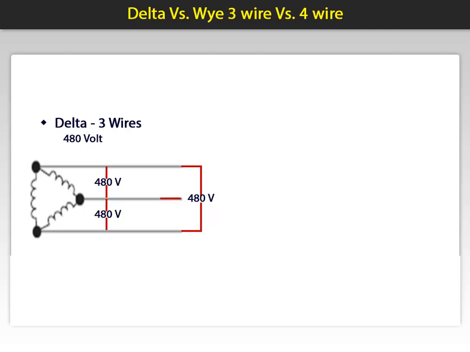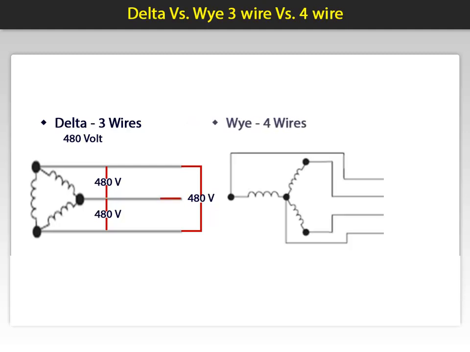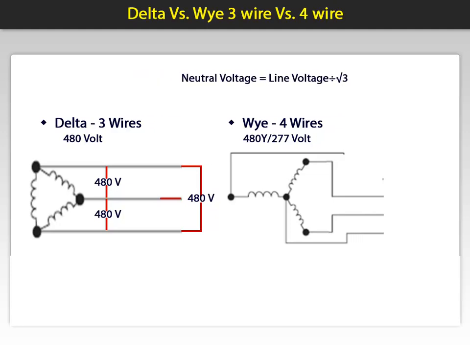4-wire voltage sources are usually Y configurations as seen here. This example assumes a 480Y/277-volt 4-wire source. We know that the neutral voltage is 277 because the formula seen here states that the line voltage divided by the square root of 3 determines the neutral voltage. In our case, 480 volts divided by the square root of 3 calculates to 277 volts. This formula is the same for any voltage.